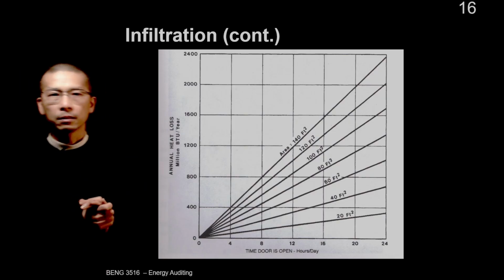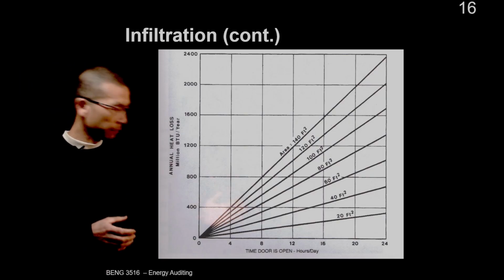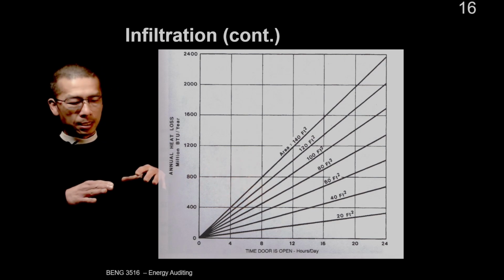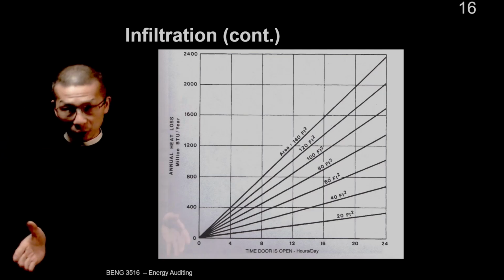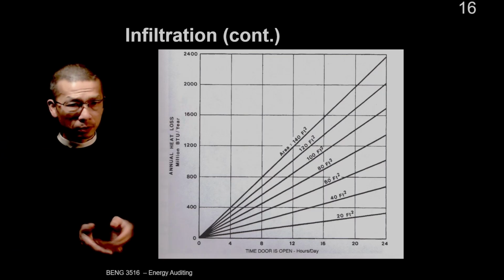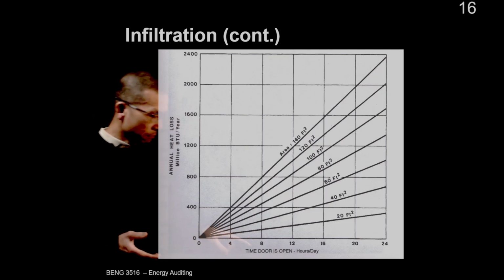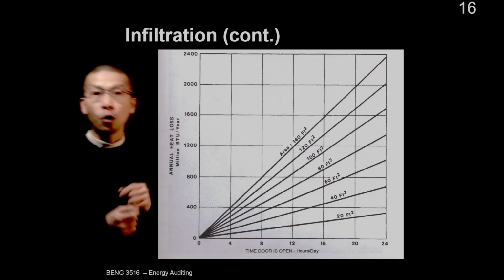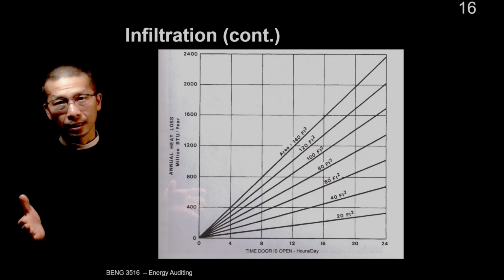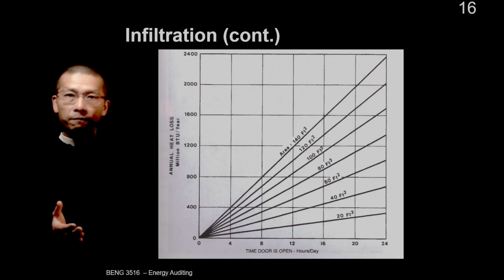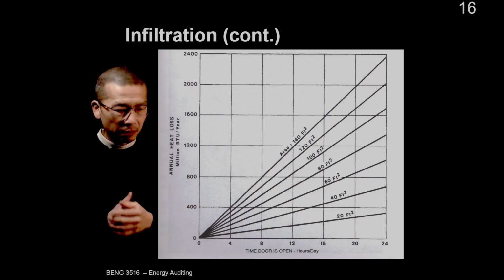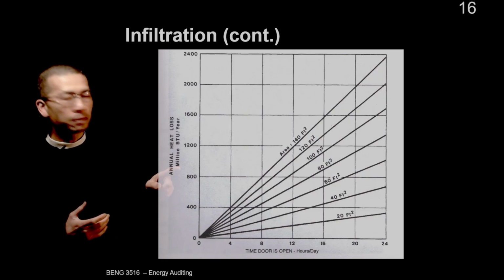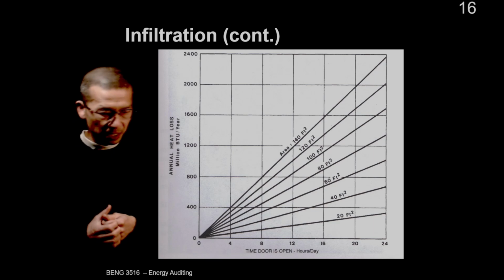Here you see this figure. You have different lines, and each line indicates the size of the door. On the horizontal axis, you see the time the door is open, in hours per day. The vertical axis is the total annual heat loss, and the unit is millions of BTU per year.